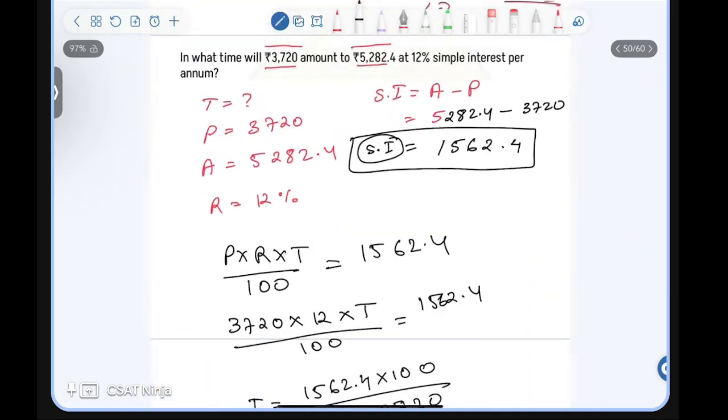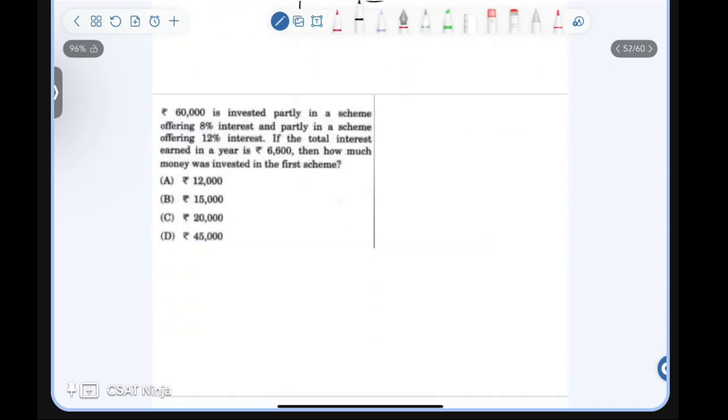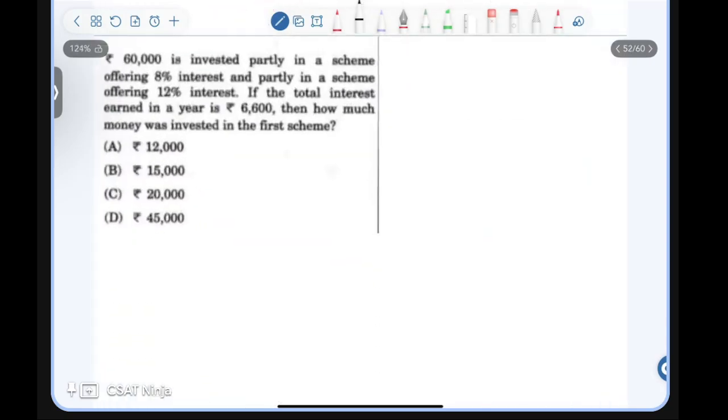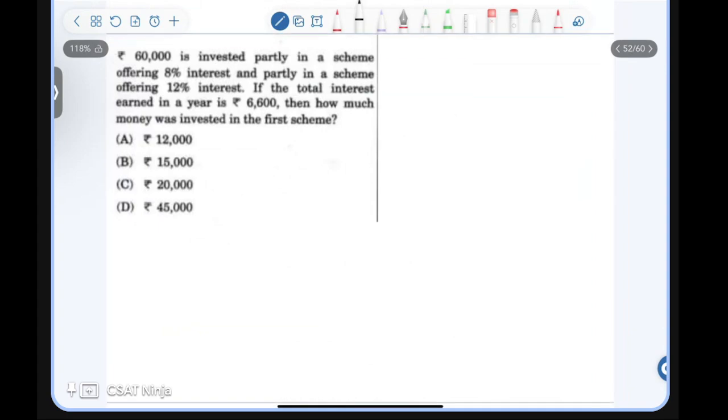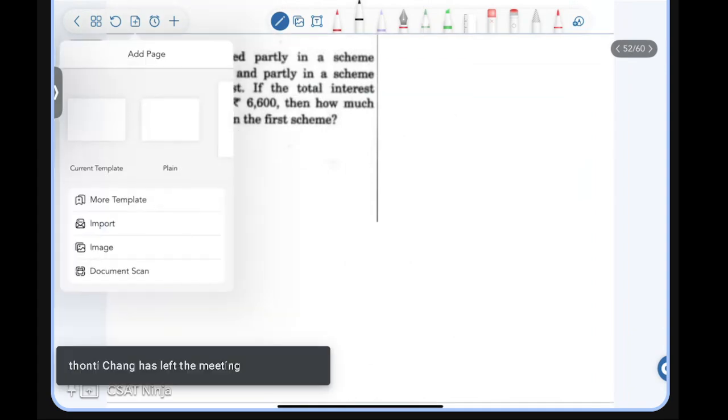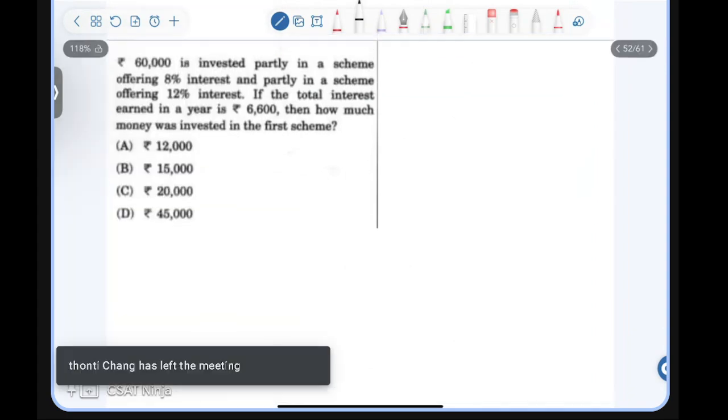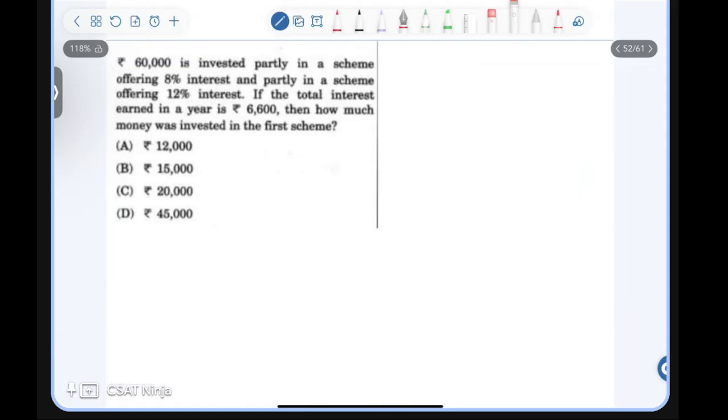So this type of question can also be asked in simple interest. Okay, let's go to this. It was a very interesting question which was asked in NPSC. So this question is like this. 60,000 is invested partly in a scheme offering 8% interest and partly in a scheme offering 12% interest. If the total interest earned in a year is 6,600, then how much money was invested in the first scheme?